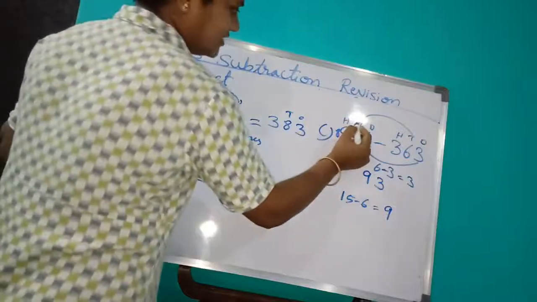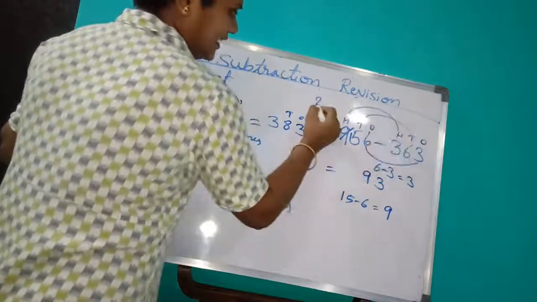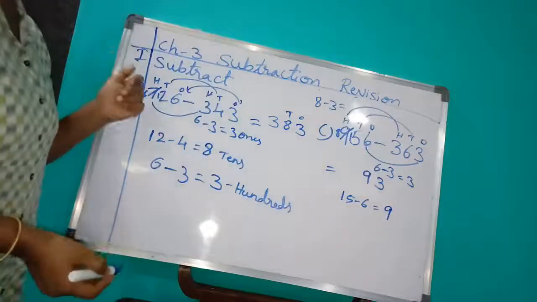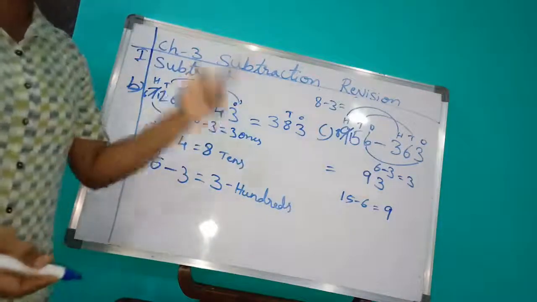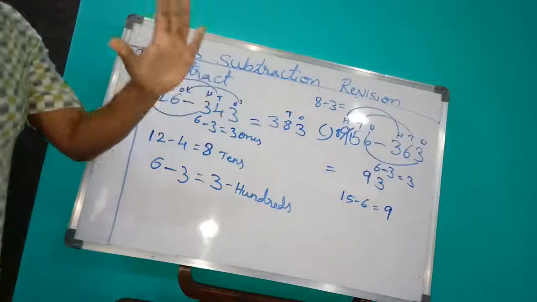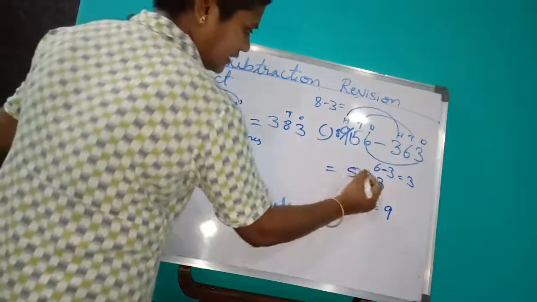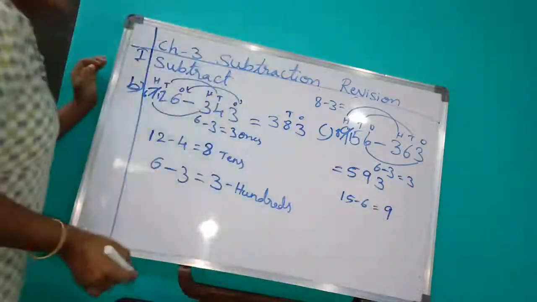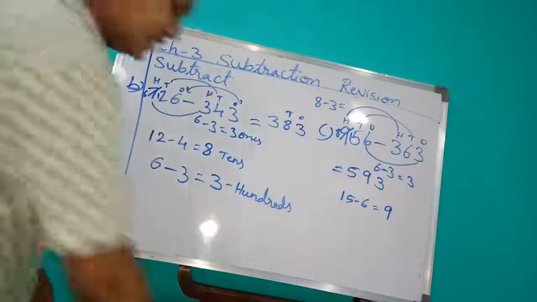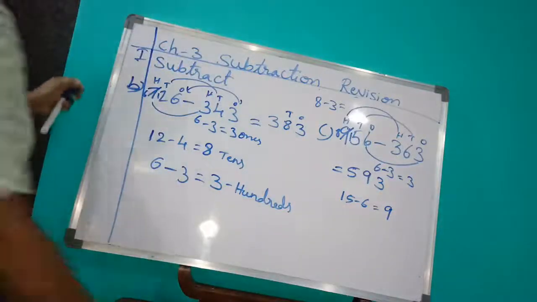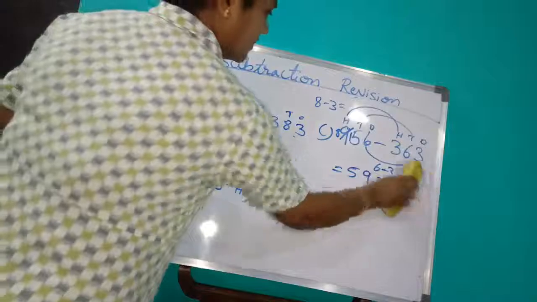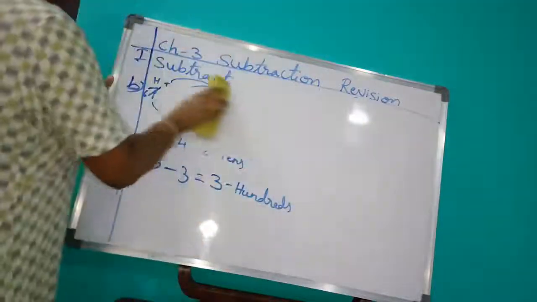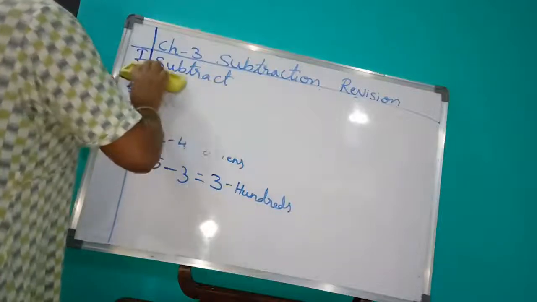Now hundreds place. Which number is here in hundreds place? 8 minus 3. 3 after up to 8 you should count. 3 after 4, 5, 6, 7, 8. How many fingers? 5. That 5 you should write in the hundreds place. What is that answer? 593 is the answer. Understood, children? I did explain. Now you should write in the classwork.